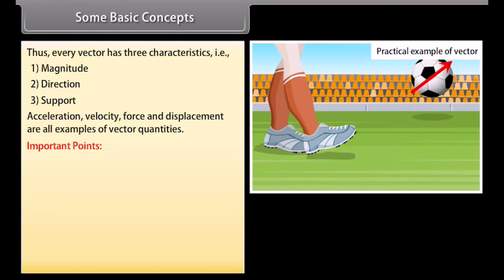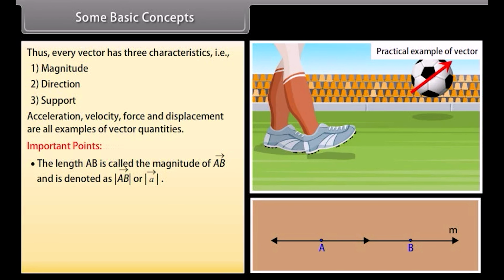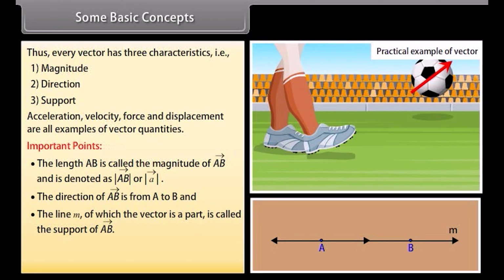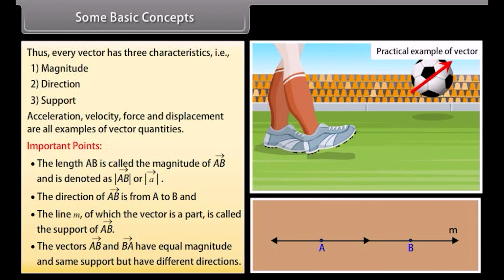Important points. The length AB is called the magnitude of vector AB and is denoted as mod of vector AB or mod of vector A. The direction of vector AB is from A to B. The line M of which the vector is a part is called the support of vector AB. Vectors AB and BA have equal magnitude and the same support but have different directions.